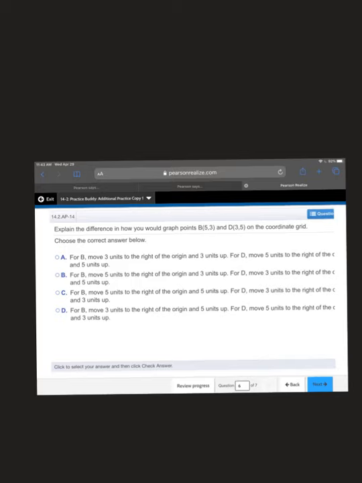Because remember, we always go this way first and then we go this way. So if it's 5, 3, I'm over 5 units to the right, 3 units up. That's for the first one, right? What's the second one going to be? So I've just eliminated a couple answers for you because we don't go 3 units to the right.